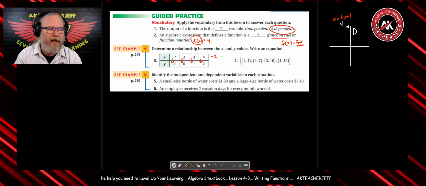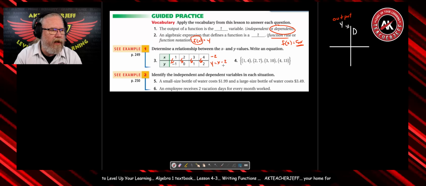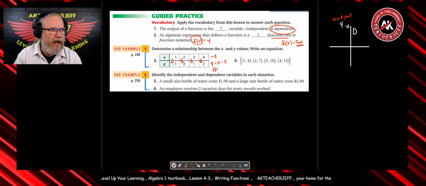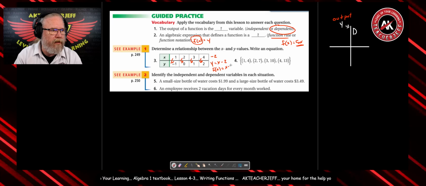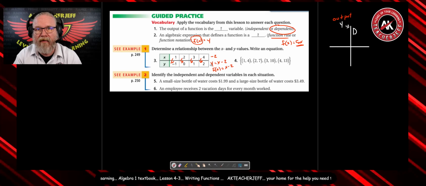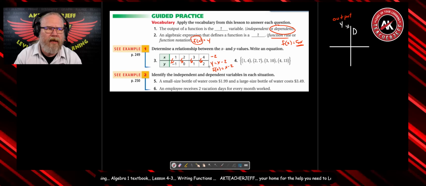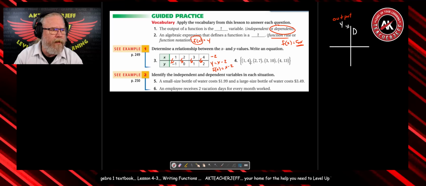So we could say here that y is equal to x minus 2, right? We could also say that f of x is equal to x minus 2. See, all I did was substitute f of x for y. It seems intimidating at first, but really, just realize you can change them out.